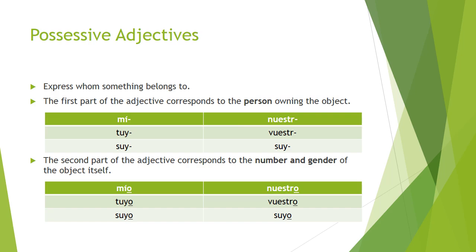The second part of the adjective, the ending, corresponds to the number and gender of the object itself. So here I have the endings as O, because I don't know what object we're talking about, but it changes based on that object. So if we're talking about pizza, which is singular and feminine, mío would become mía. And if we were talking about perros, which is masculine and plural, mío would become míos.